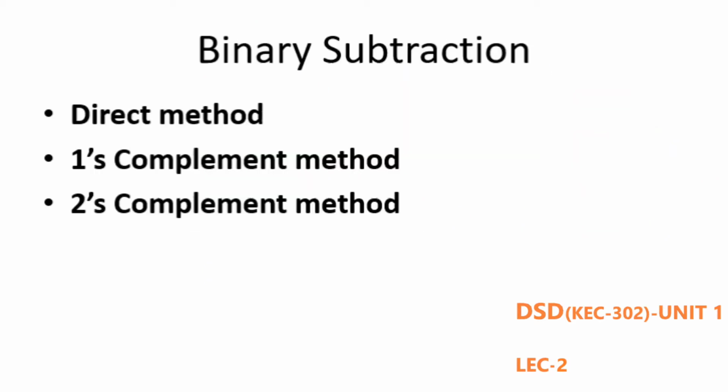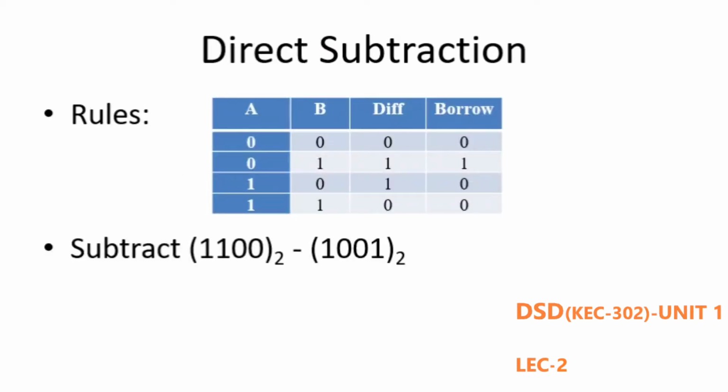Now coming to the subtraction using these complements and the direct subtraction method. For direct subtraction, we will be using these rules. If I subtract 0 minus 0, then difference will be 0, borrow will be 0. If I subtract 0 minus 1, difference will be 1, borrow will be 1. If I subtract 0 from 1, that means 1 minus 0, then difference will be 1, borrow will be 0. And similarly 1 minus 1 will be difference 0, borrow 0. Here the only case which needs an explanation is this one, 0 minus 1.